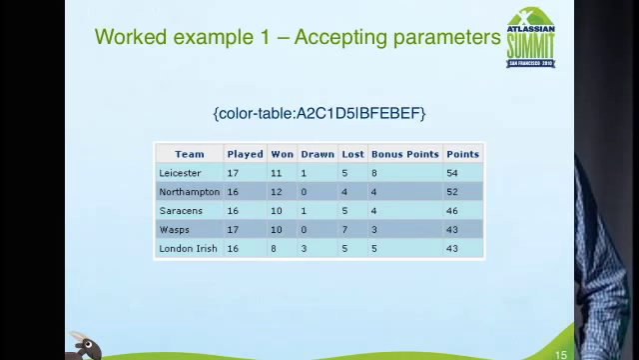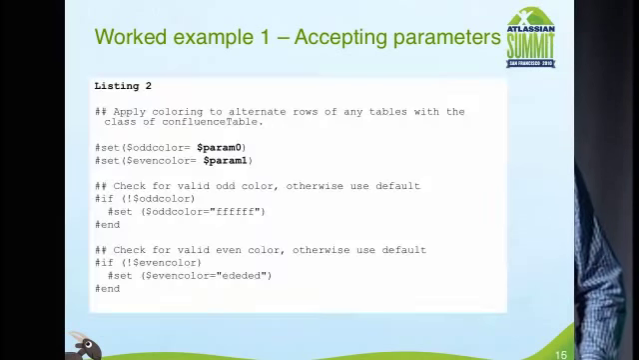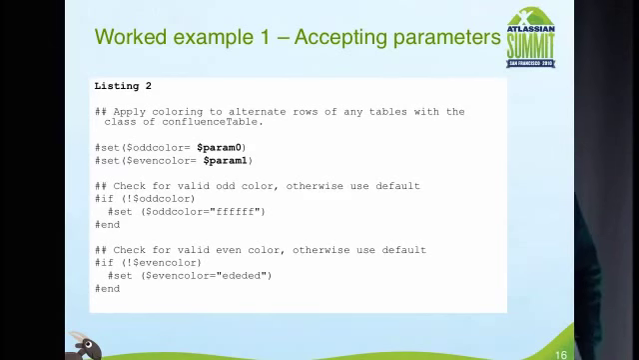So let's see how we've been able to introduce user parameters into the macro. It's very simple. Confluence supports access to parameters expressed in the wiki markup. So here we are grabbing the first parameter, and we're putting it into a variable, which we'll use later on, called oddColor. Doing the same thing for the evenColor.